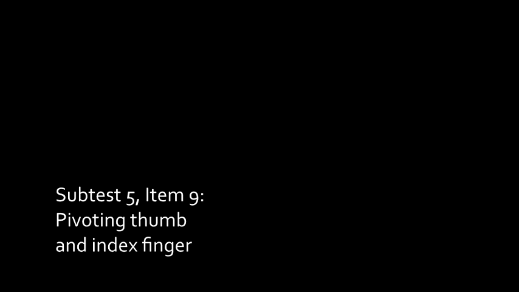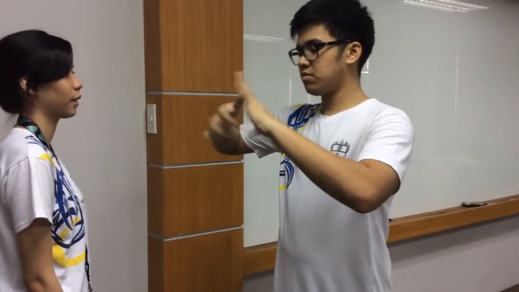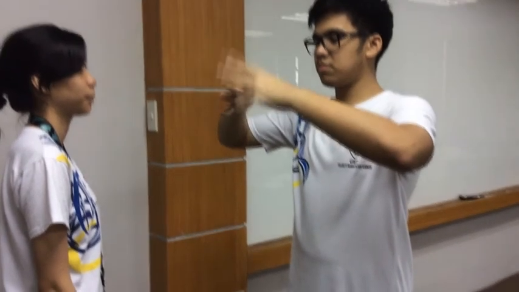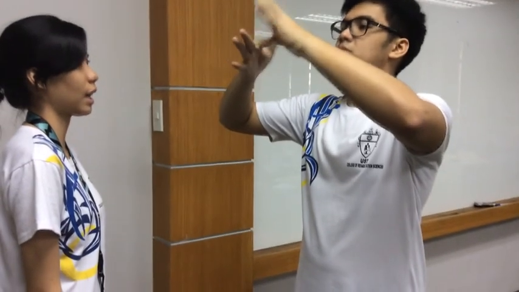Subtest 5 Item 9 Pivoting thumb and index finger. The subject touches the tip of the right index finger to the tip of the left thumb and then pivots the hands to touch the tip of the left index finger to the tip of the right thumb. The subject continues to pivot the hands, touching finger to thumb, in an upward or downward motion.